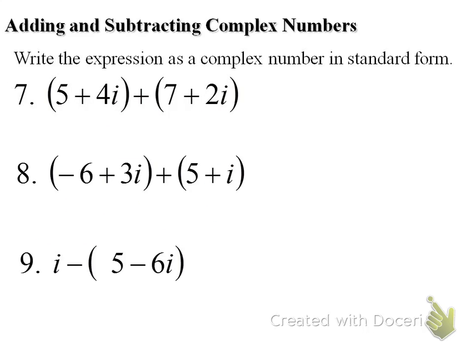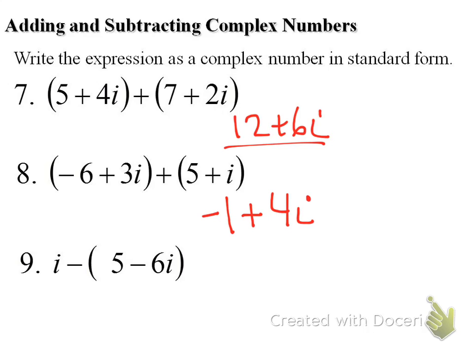All right, so we just had number 7, right? Sorry, the answer went away when 8 popped up. We got 12 plus 6i. Just to recap. What would you get on 8? Negative 1 plus 4i. Wonderful.